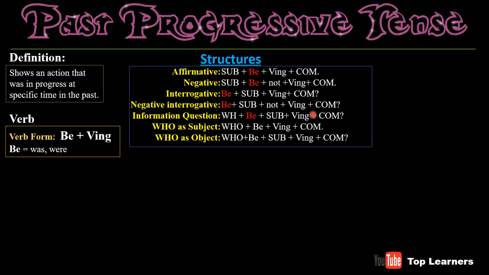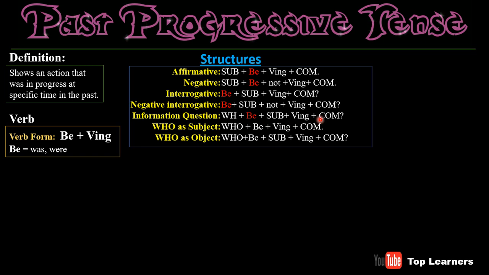To ask for details about anything that was in progress in the past, even if you want to talk about the place, the time, and the manner, and any other thing, it means if you want to have more information, you can ask WH questions. So for asking a WH question, we bring the WH words at the beginning. WH words are what, when, why, where, how, which, and so on. Then we can add was or were, and then subject, verb ing, and complement.